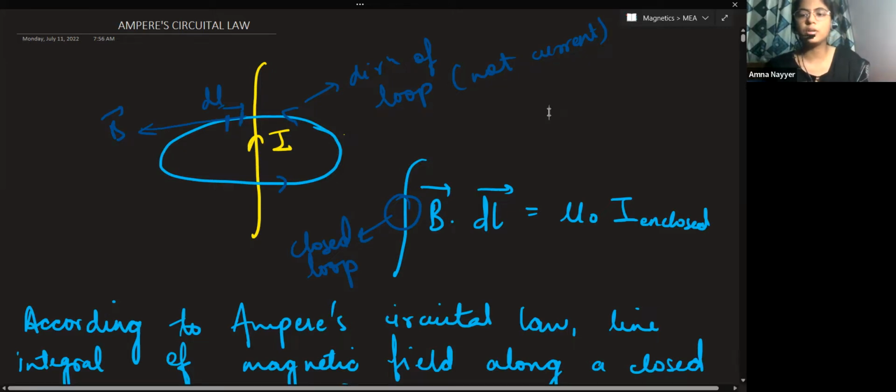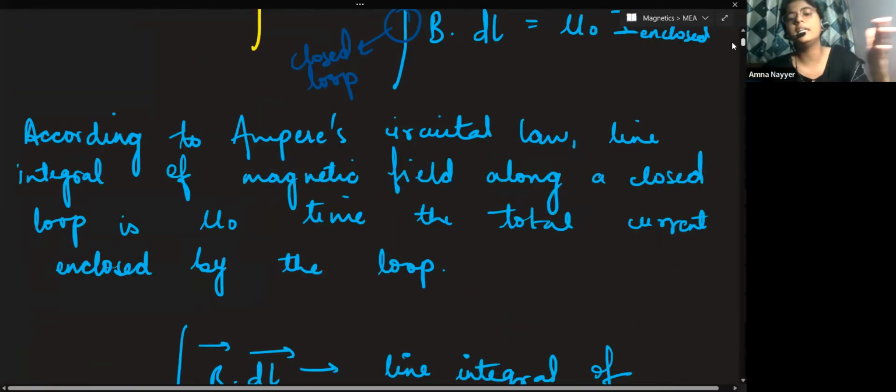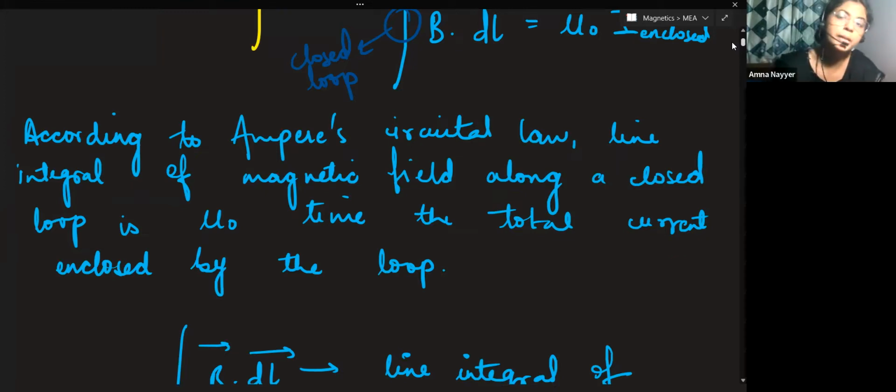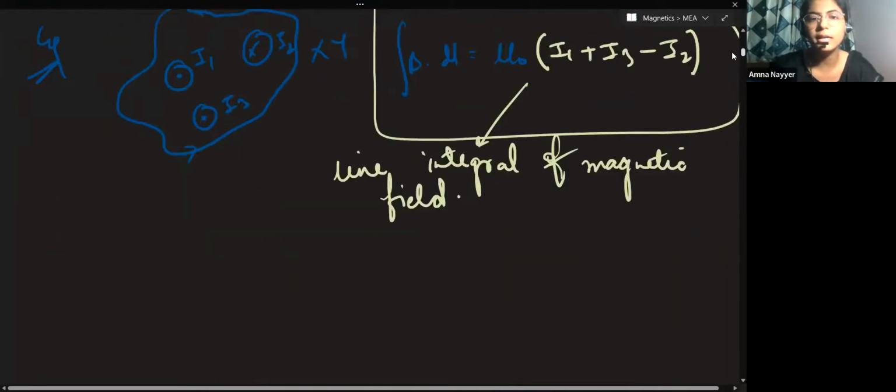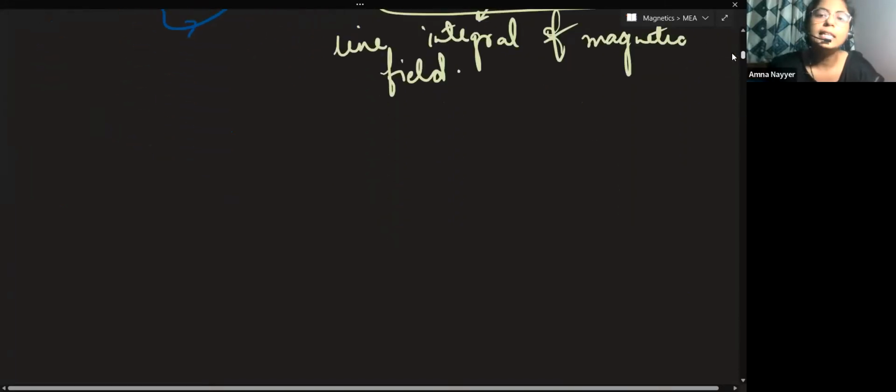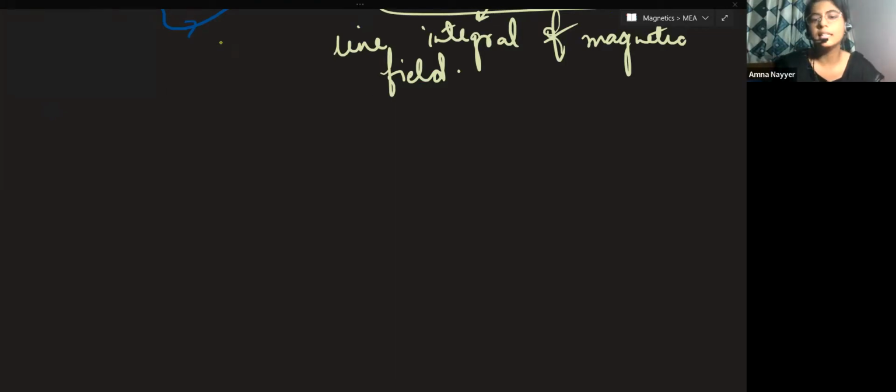I think we all wrote this much. According to Ampere Circuital Law, the line integral of the magnetic field along a closed loop is mu naught, that is permeability, times the total current enclosed by the loop. So B dot dl is the line integral of the magnetic field. Now, for choosing an Amperian loop, there are certain conditions. You cannot choose an Amperian loop directly; any loop must satisfy certain conditions to be called an Amperian loop.